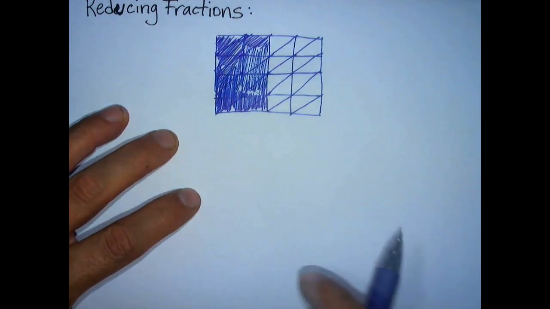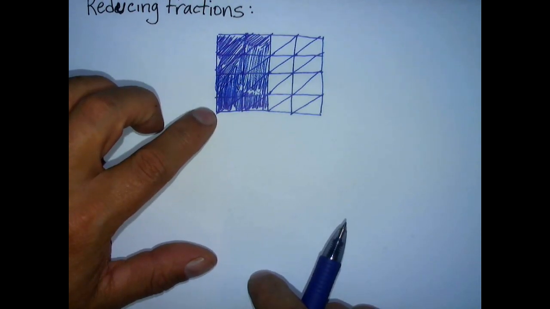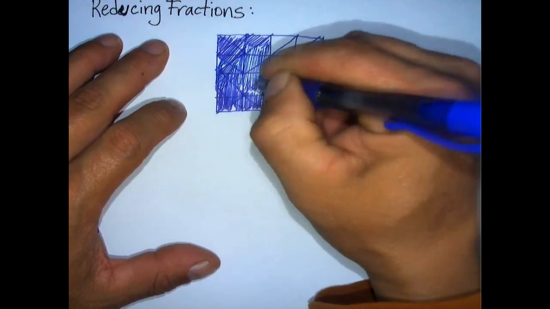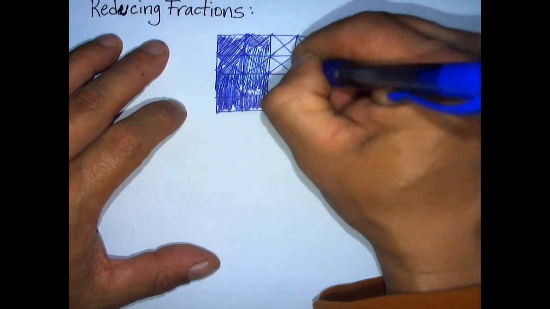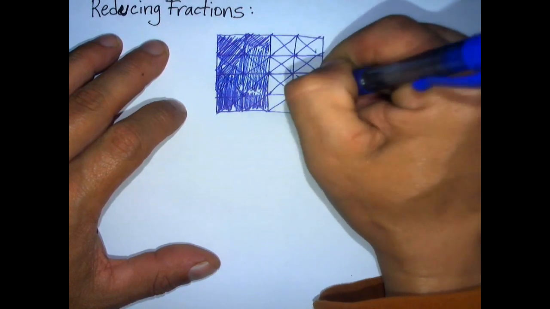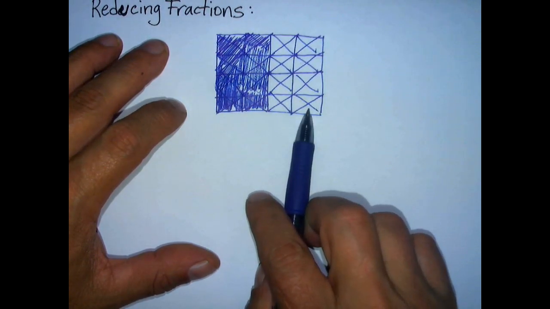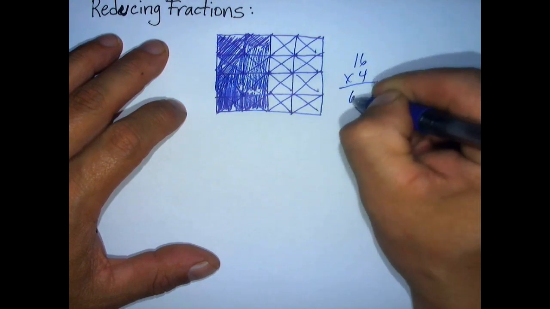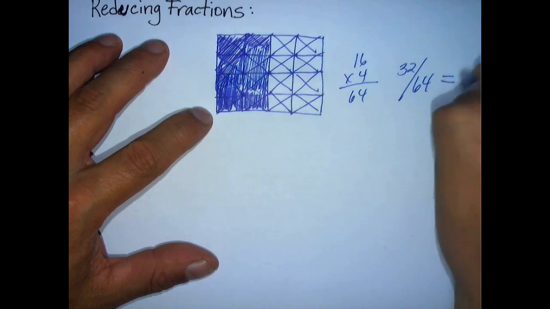It doesn't matter what the other fractions are. The point is this is 1/2. I could do it this way too, and it'd still be 1/2. And it wouldn't be too hard to figure out what this is. Because this has 4 boxes, and there's 16 there, so there's 16 total boxes, so 16 times 4 is 64, so this fraction is 32/64, or 1/2.